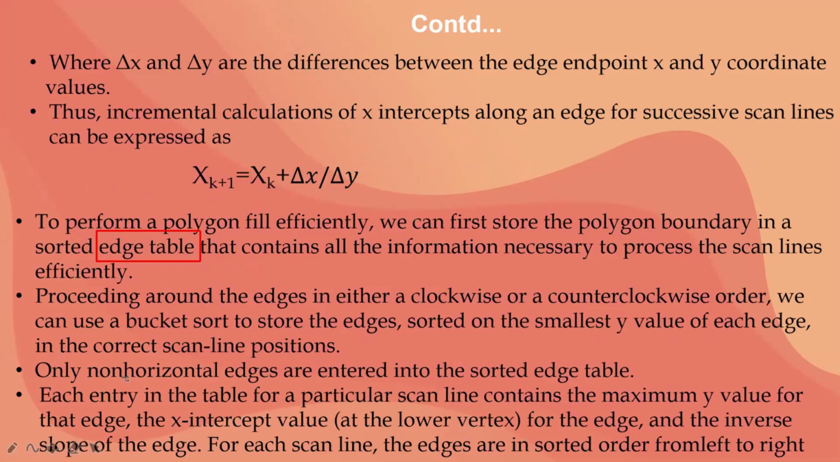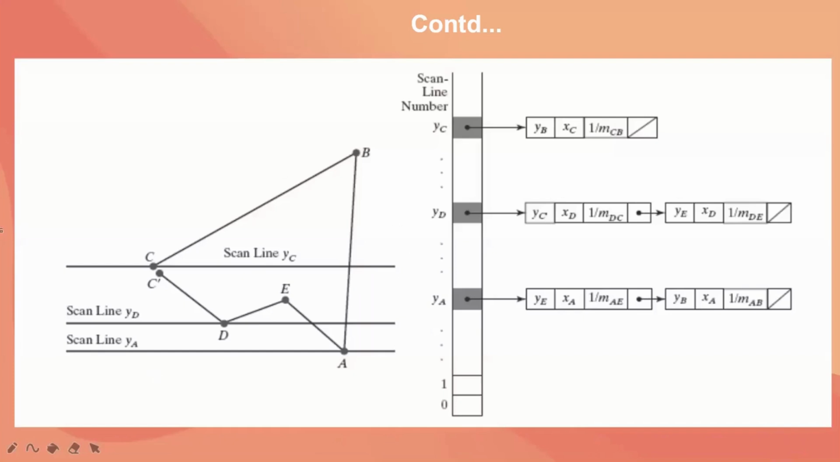Okay, and you have to insert the information which will be helpful to process your scan lines. You can take it as clockwise or counterclockwise, and you have to store all the edge points starting from the smallest value for all the edge points. So now let's see how the edge table looks.